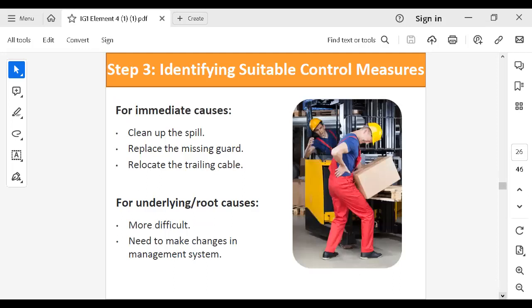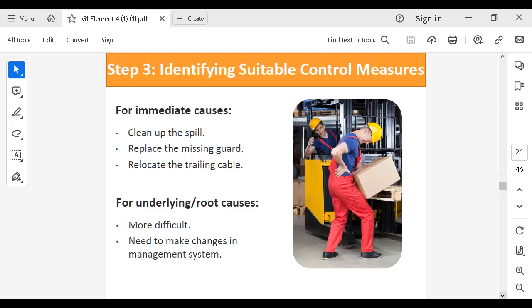In step 3, when you analyze the data, you identify suitable control measures. For immediate causes, clean up. For example, if there is a spill and the accident happened due to that spill, you can immediately clean it up. Or if the accident happened due to missing guards, you can replace the missing guard. Or if the accident happened due to trailing cables and a trip hazard, you can relocate that trailing cable and put it in a safe place.